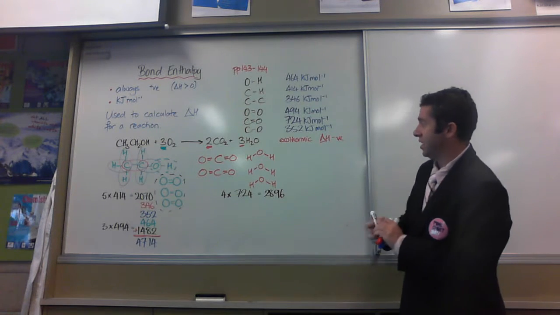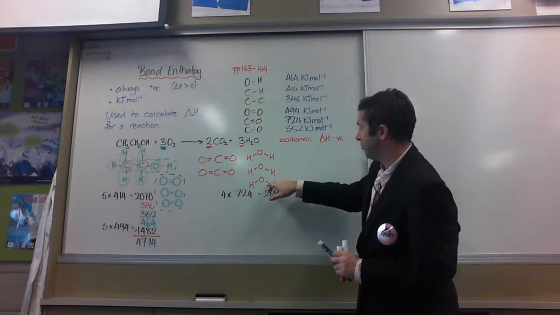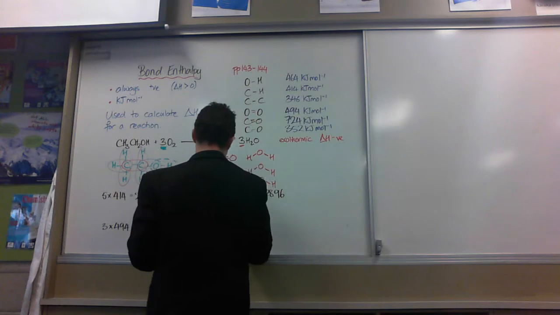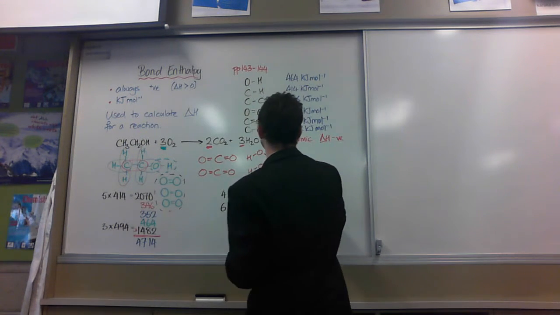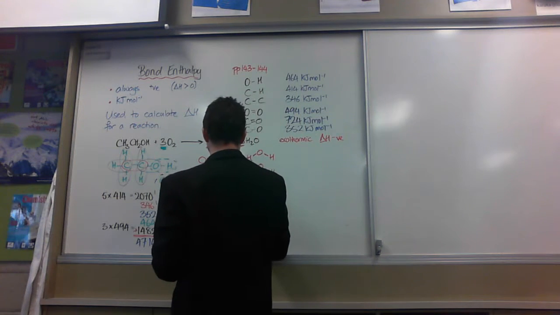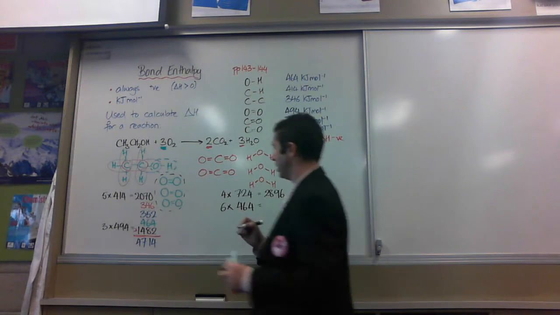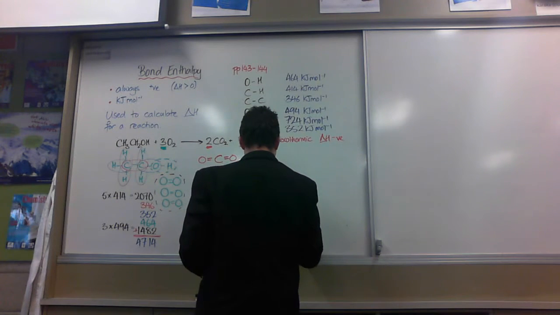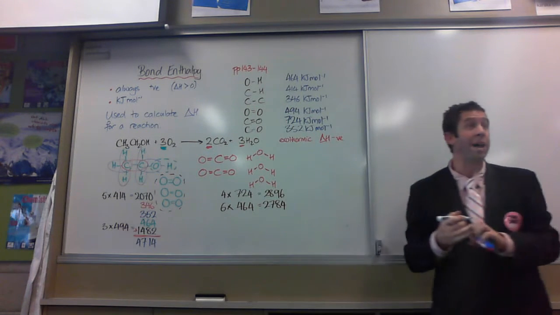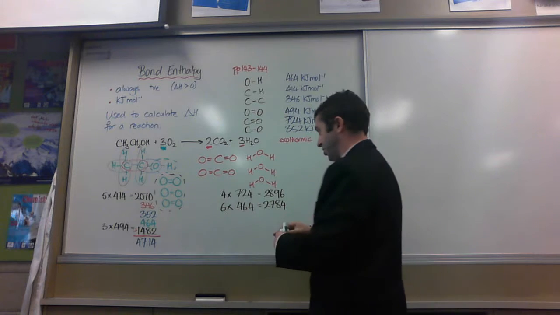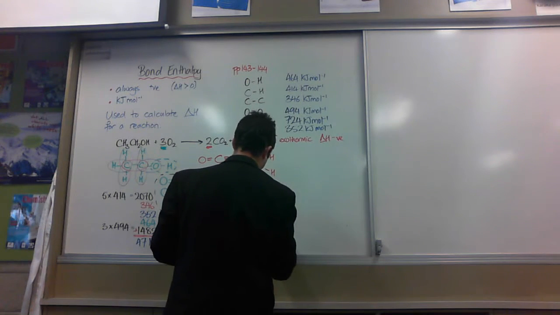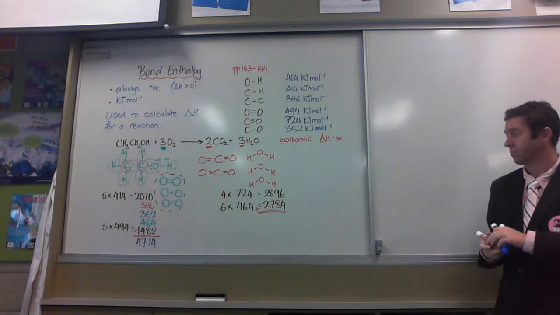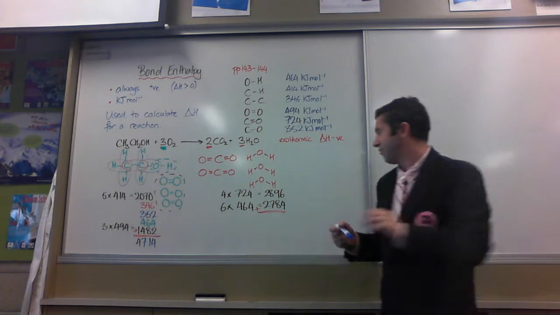I have got to make 1, 2, 3, 4, 5, 6 O-H bonds, which we've said is 464. 2784. And that's it. That's all we've made. So again, I'm just going to add those up. 5680.